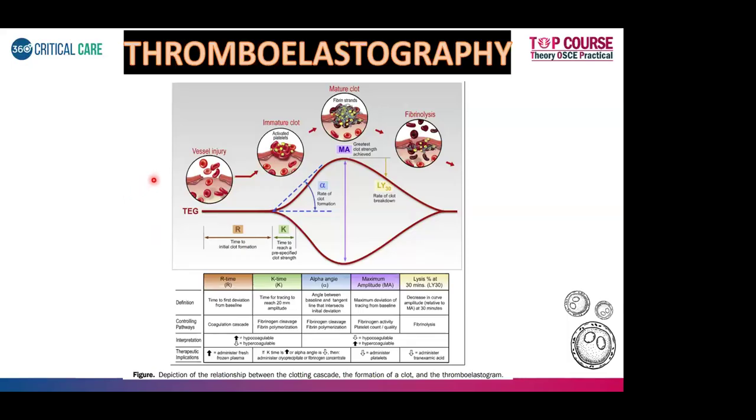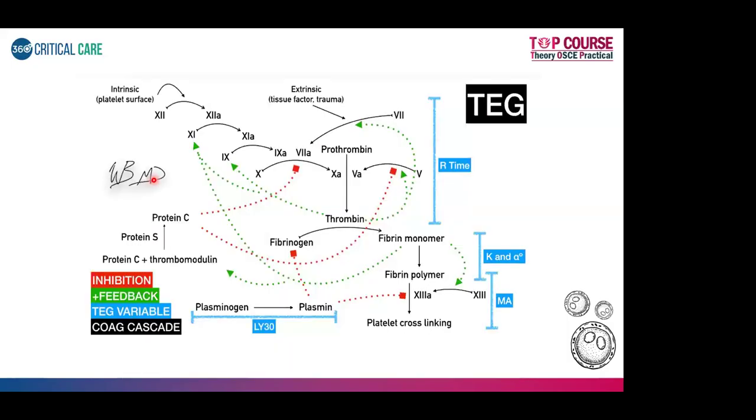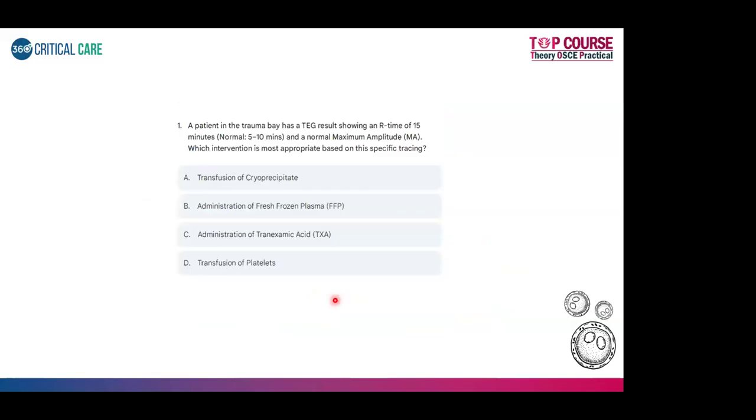So this is by and large how we look into thromboelastogram. R time, clotting factors; K time and alpha, fibrin; maximum amplitude, usually fibrin first and then the platelets; and then your lysis part that you see with plasmin. This will give you a fair understanding of how to approach a case with TEG. So let us go to questions now.